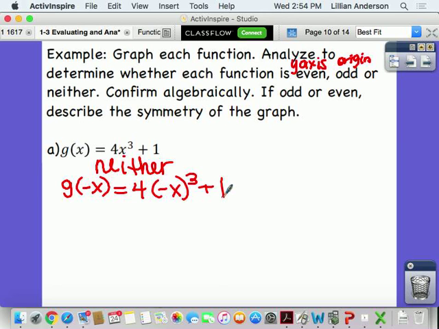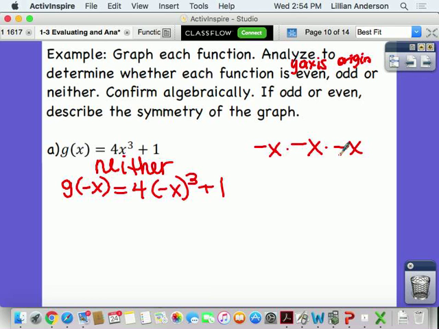Everybody see what I did there? All I did was plug in a negative x. You can do this right off to the side on your paper. Now, when you cube a negative x, you don't have to write this down, but I'm just doing it for visual purposes. This is what you're doing: negative x times negative x times negative x.